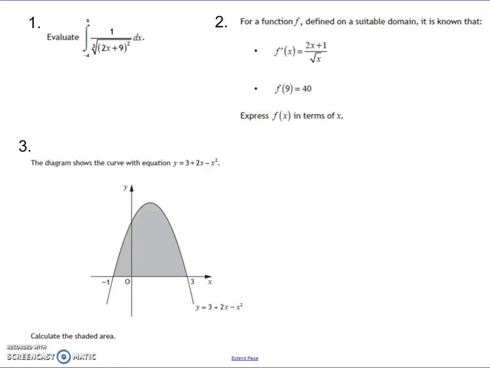Here they are. So the first one is evaluate this definite integral between -4 and 9 of this function here. The second one is for a function f defined on a suitable domain, it's known the derivative equals this, and f of 9 equals 40, express f of x in terms of x. And the last one is, here's a diagram with a function y equals 3 plus 2x minus x squared, calculate the shaded area. So pause the video and have a crack.